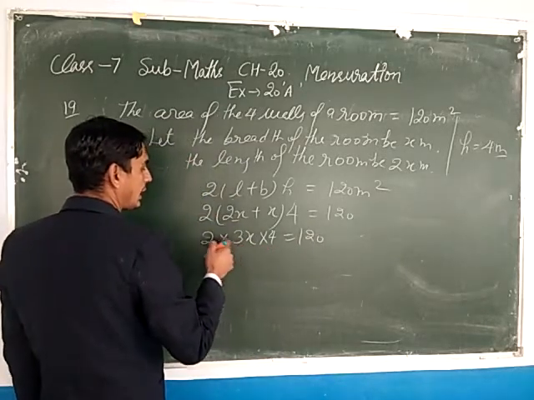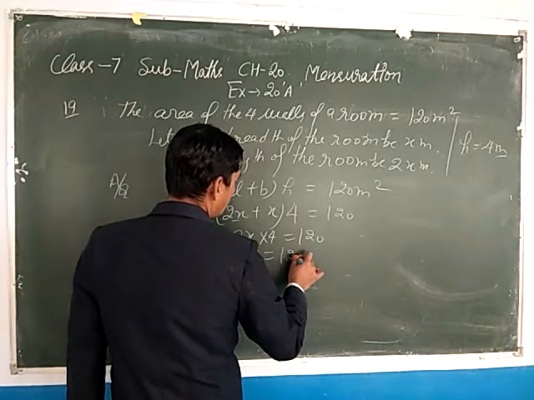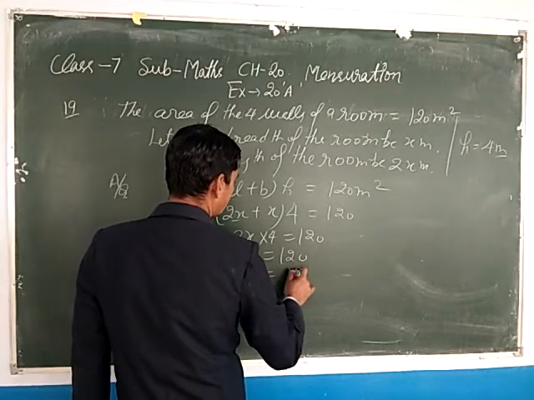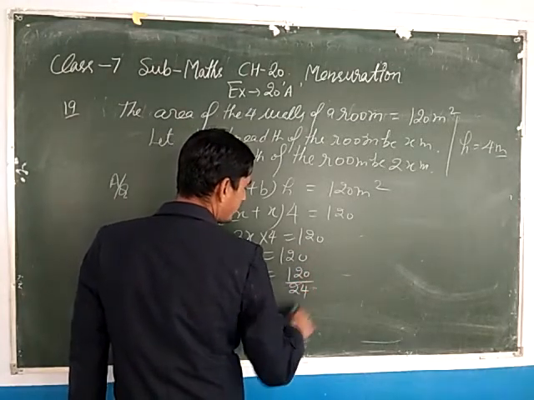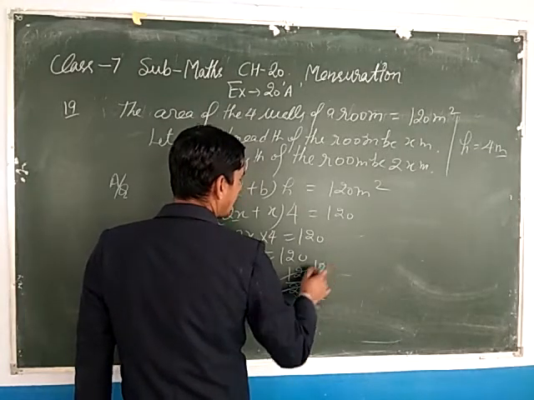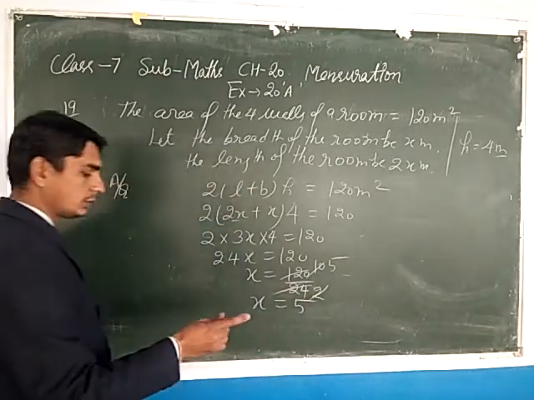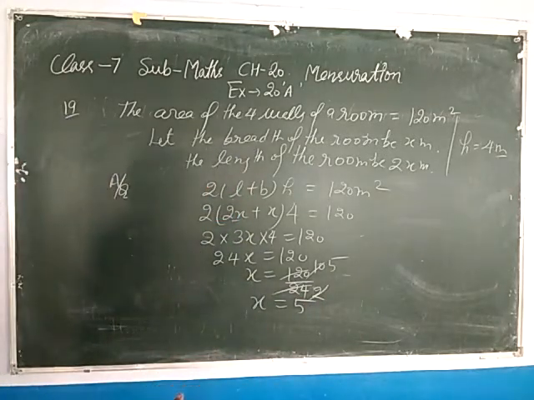4 times 3 is 12, and 12 times 2 is 24. So 24x equals 120. The value of x equals 120 divided by 24, and you know very well 24 times 5 is 120. So the value of x equals 5. Clear beta?